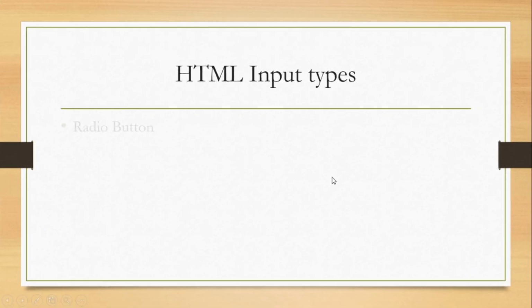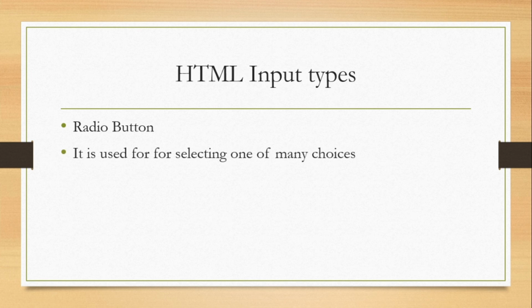Now let's look at the radio button. The radio button is used for selecting one of many choices. When you want the user to select between many choices, that is where we use the radio button. For example, if we want a user to choose a particular gender, there is no way a user can be a male and at the same time a female. So the radio button helps us make the user choose one option from many choices.